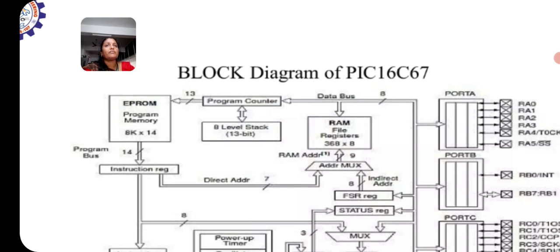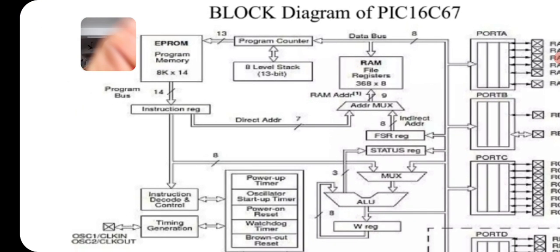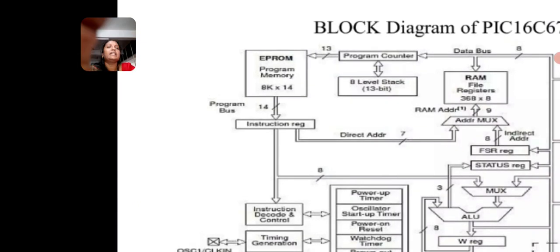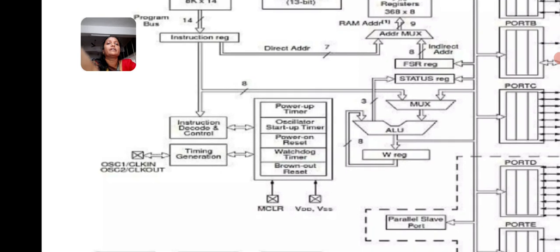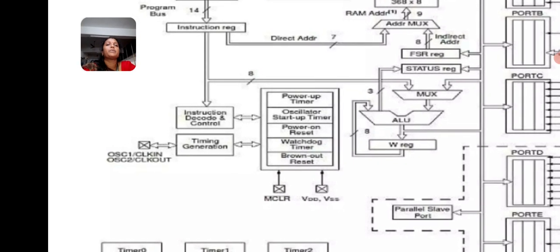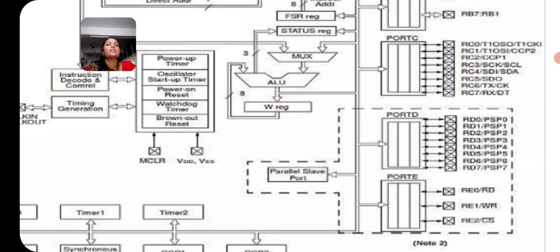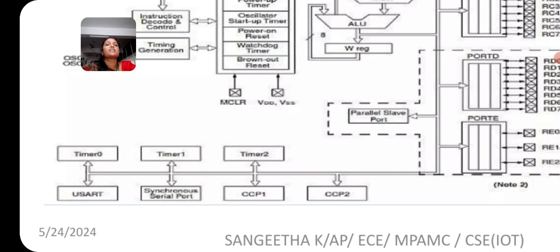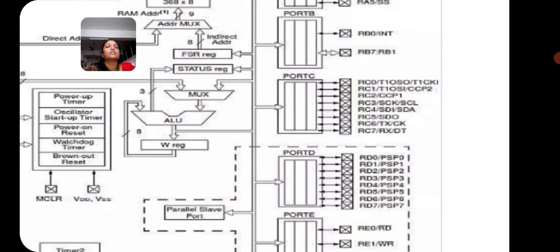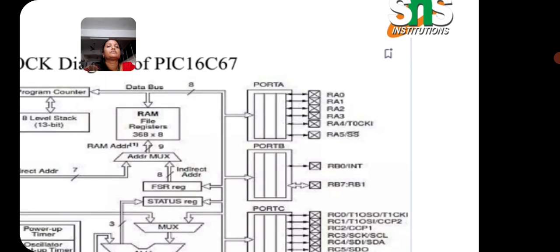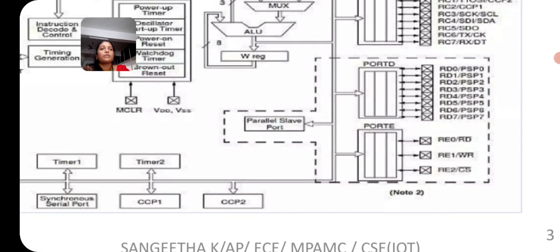16C67, and it is a member of the PIC 16C66 family, which features a variety of components essential for its operation. So the main components are the EEPROM memory and 8-level stack, RAM and instruction decoder, controller, timing generation, oscillator, status register, FSR register, timer, USART serial communication, and ports. So we will see them one by one.